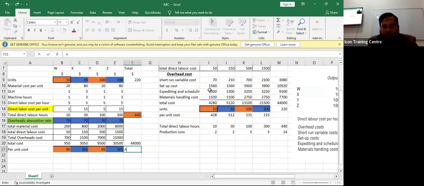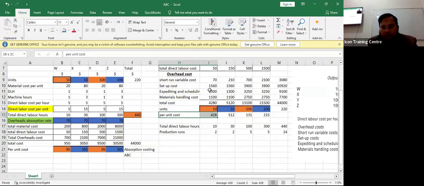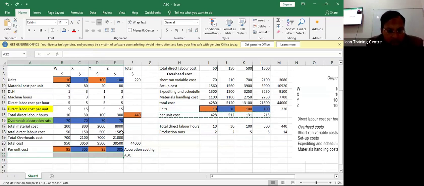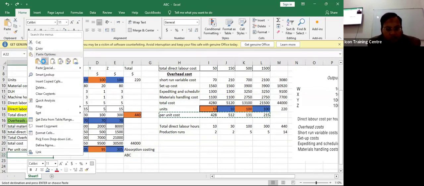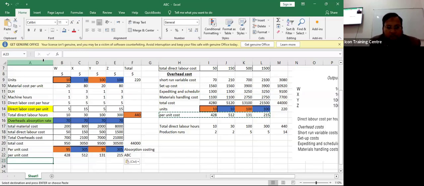Now this is absorption costing, right? And ABC. I will copy, paste. Sorry. This is ABC and this is absorption. Now, how would you analyze it regarding W, X, Y, Z?